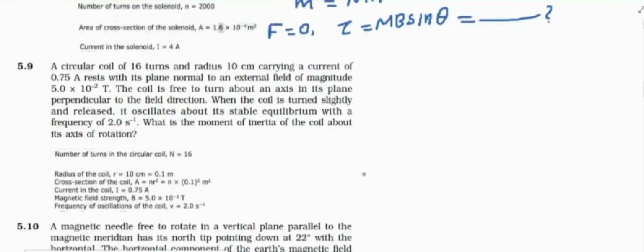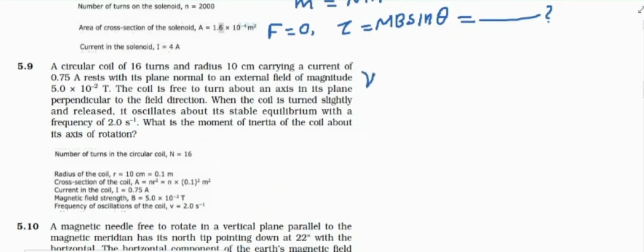Question 9. A circular coil of 16 turns and radius 10 centimeter carrying a current of 0.75 ampere rests with its plane normal to an external field of magnitude 5 × 10^-2 Tesla. The coil is free to turn about an axis in its plane perpendicular to the field direction. When the coil is turned slightly and released, it oscillates about its stable equilibrium with a frequency of 2 per second. What is the moment of inertia of the coil about its axis of rotation?